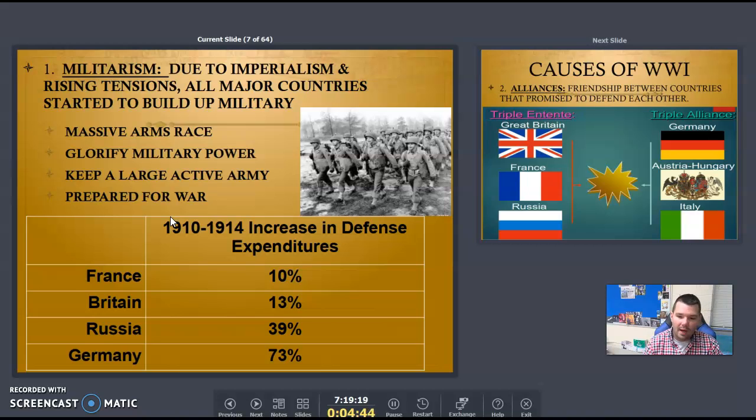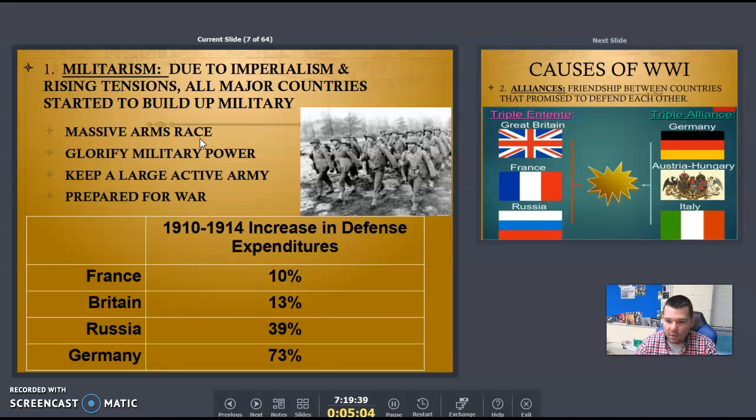We wanted to be a world power. We wanted to gain colonies across the world. We started building up our military, the Navy, Army, Marines. So there's a big, massive arms race to collect as many weapons as you possibly can. Let's glorify military power. Again, the more land you have, the more prestige you have.